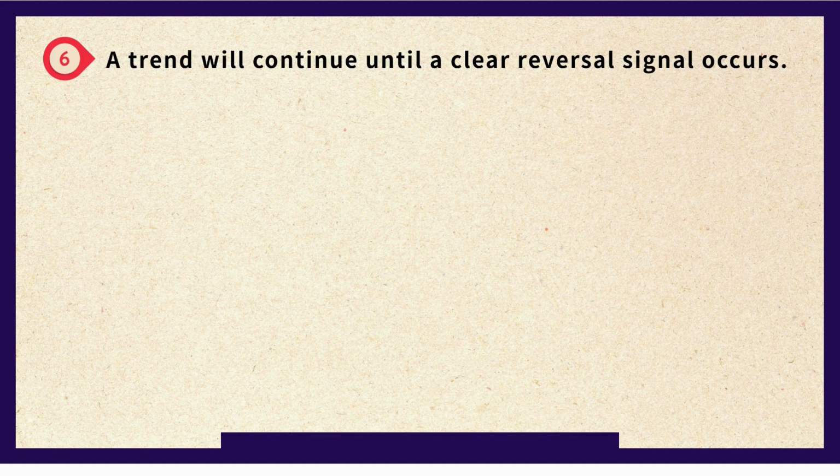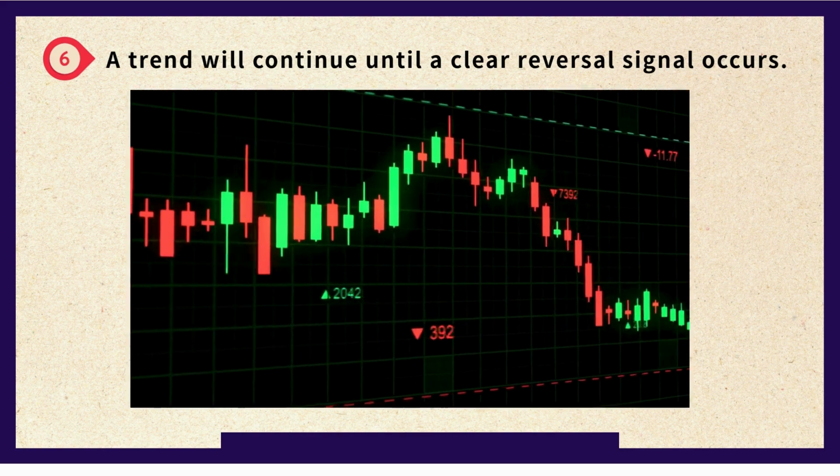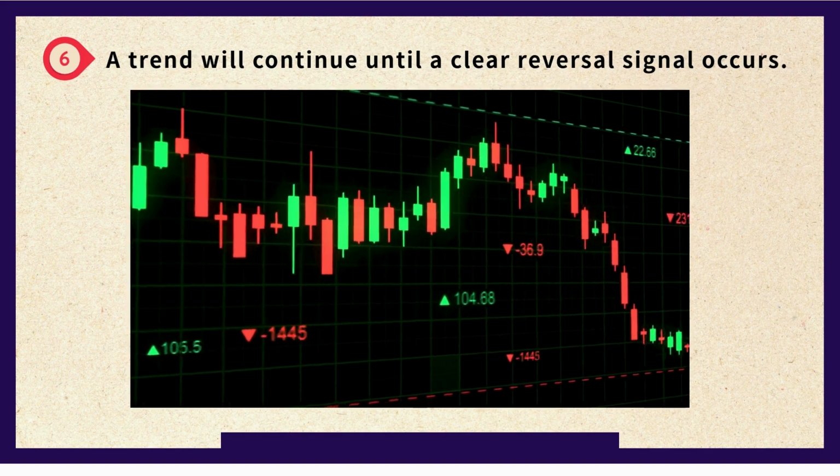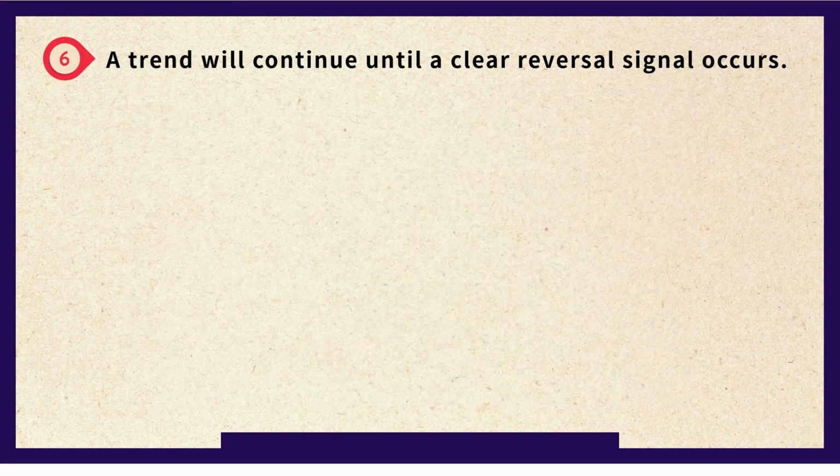Now let's move on to the sixth principle of Dow theory. A trend will continue until a clear reversal signal occurs. This is the most crucial aspect of Dow theory. It is a simple yet powerful principle that suggests it's better not to go against the trend as long as the trend continues.